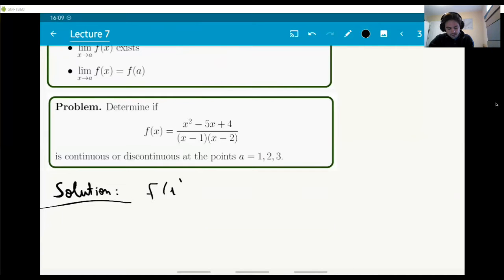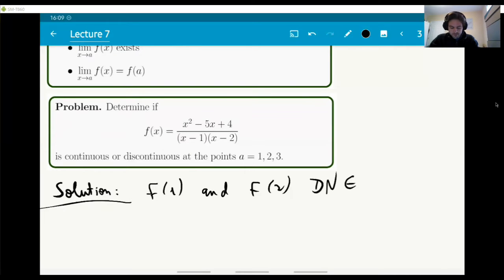F of 1 and f of 2, both of those numbers do not exist. You can say it like that, or you can say the function is undefined at those points. Why? Because of the denominator. You cannot divide by 1 minus 1 or 2 minus 2.